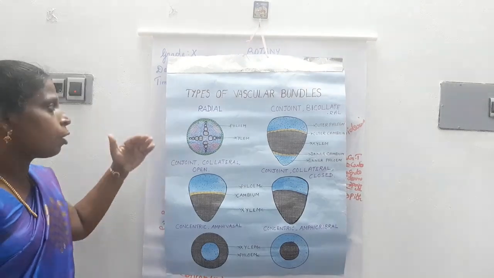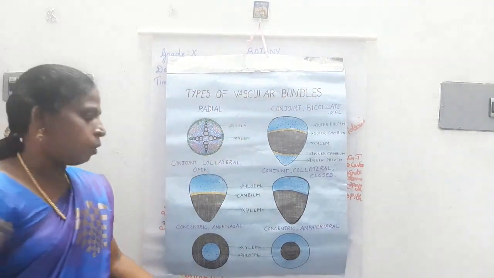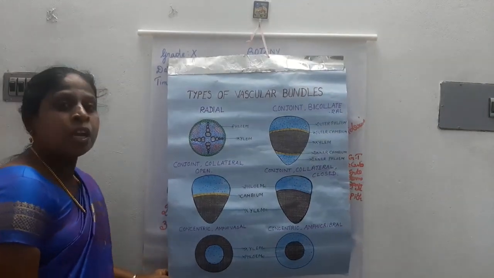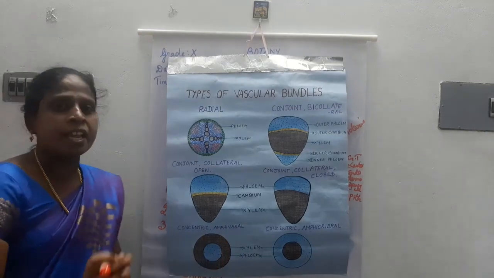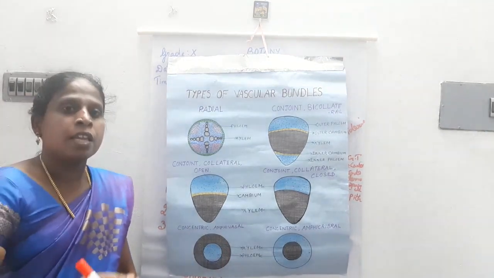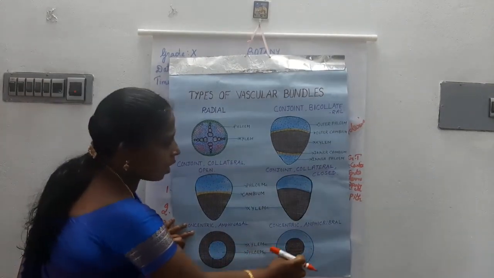Have you understood? So radial and conjoined vascular bundles we have learned. Next we are going to learn about the concentric vascular bundle. What does concentric vascular bundle mean? See, either xylem surrounds phloem or phloem surrounds xylem.